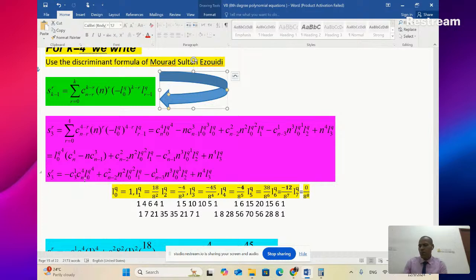Okay. We told the learners that we are going to substitute k equal 4 in the discriminant formula of Mr. Murad Sultan Izvidi.